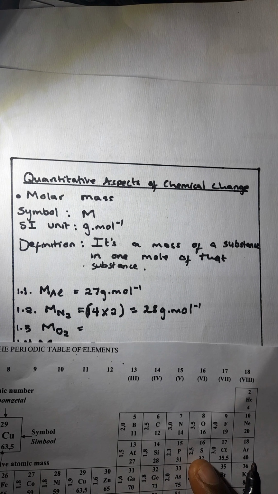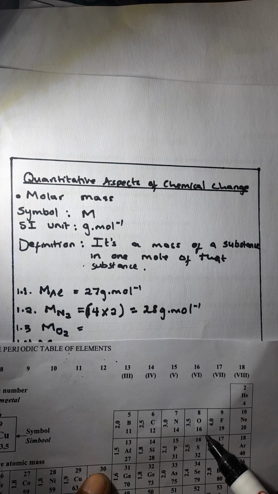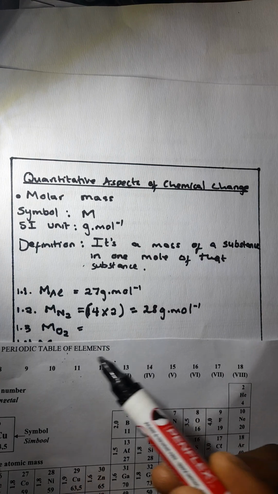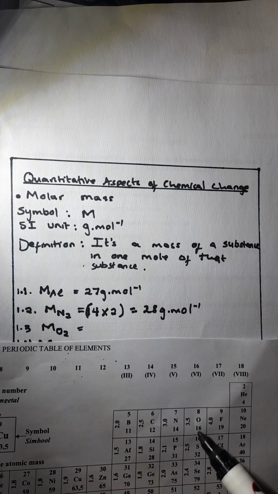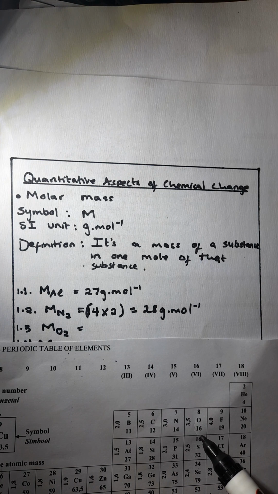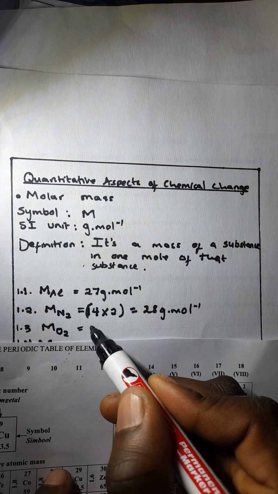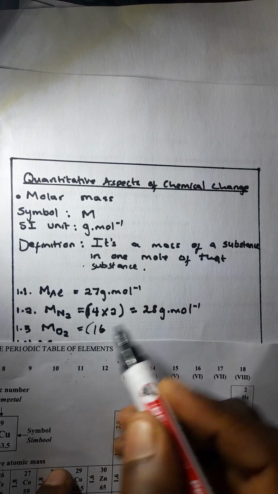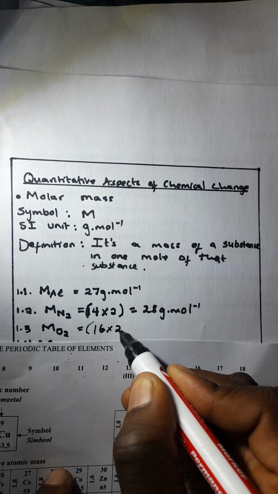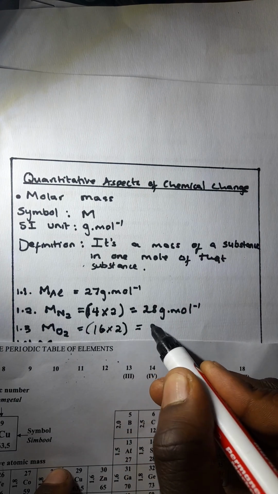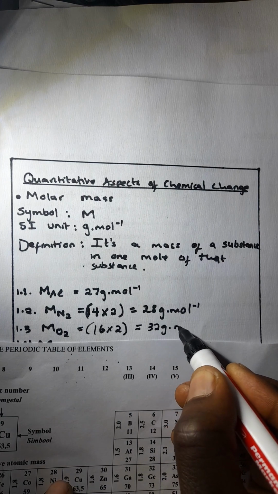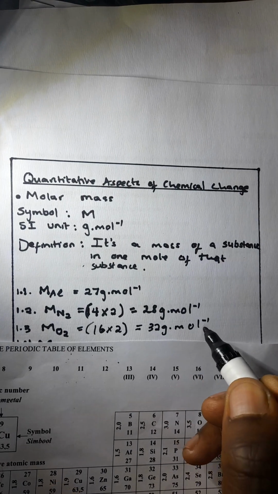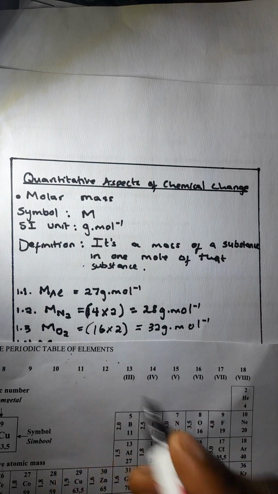Now let's look at oxygen. What is the molar mass for each oxygen atom? It is 16. How many atoms are we having? There are 2 atoms, therefore it's going to be 16 multiplied by 2, which will give us 32 grams per mole. As you can see, there are 2 atoms of oxygen.